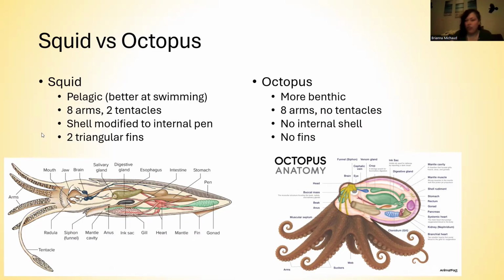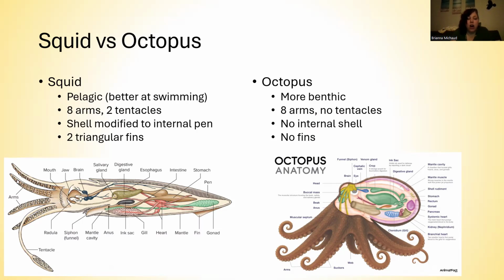They're mostly hanging out in the water column, whereas octopi are usually more benthic. They're often hanging out more on the bottom. There are some more pelagic octopuses, but most of them like to hang out on rocky reefs and stuff like that. Squids have 8 arms and 2 tentacles.